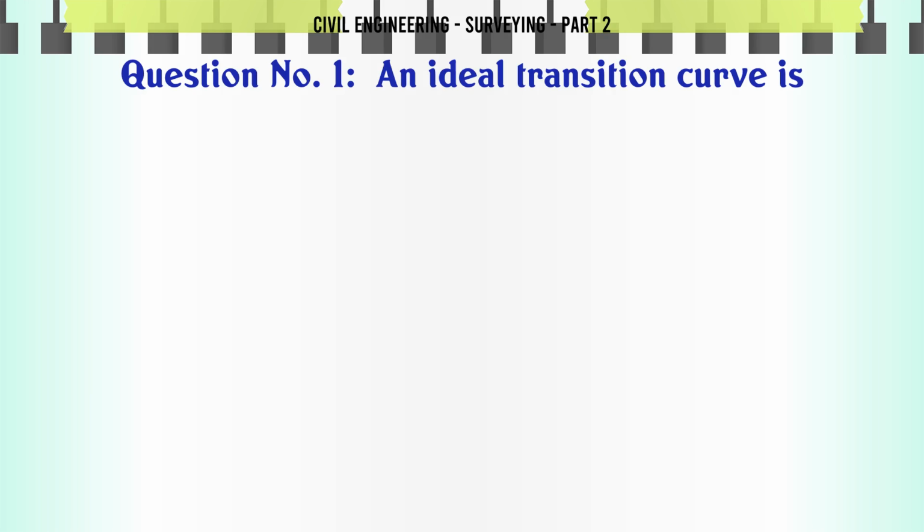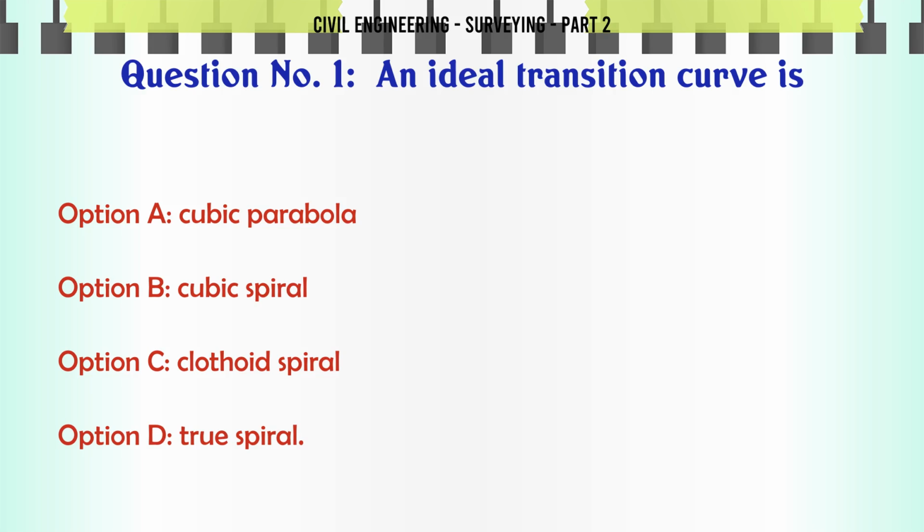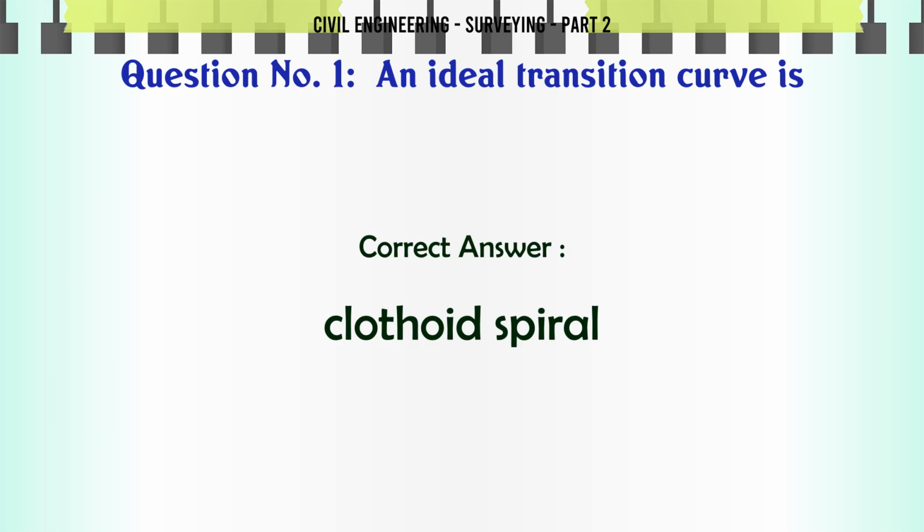An ideal transition curve is A. Cubic parabola, B. Cubic spiral, C. Clothoid spiral, D. True spiral. The correct answer is clothoid spiral.